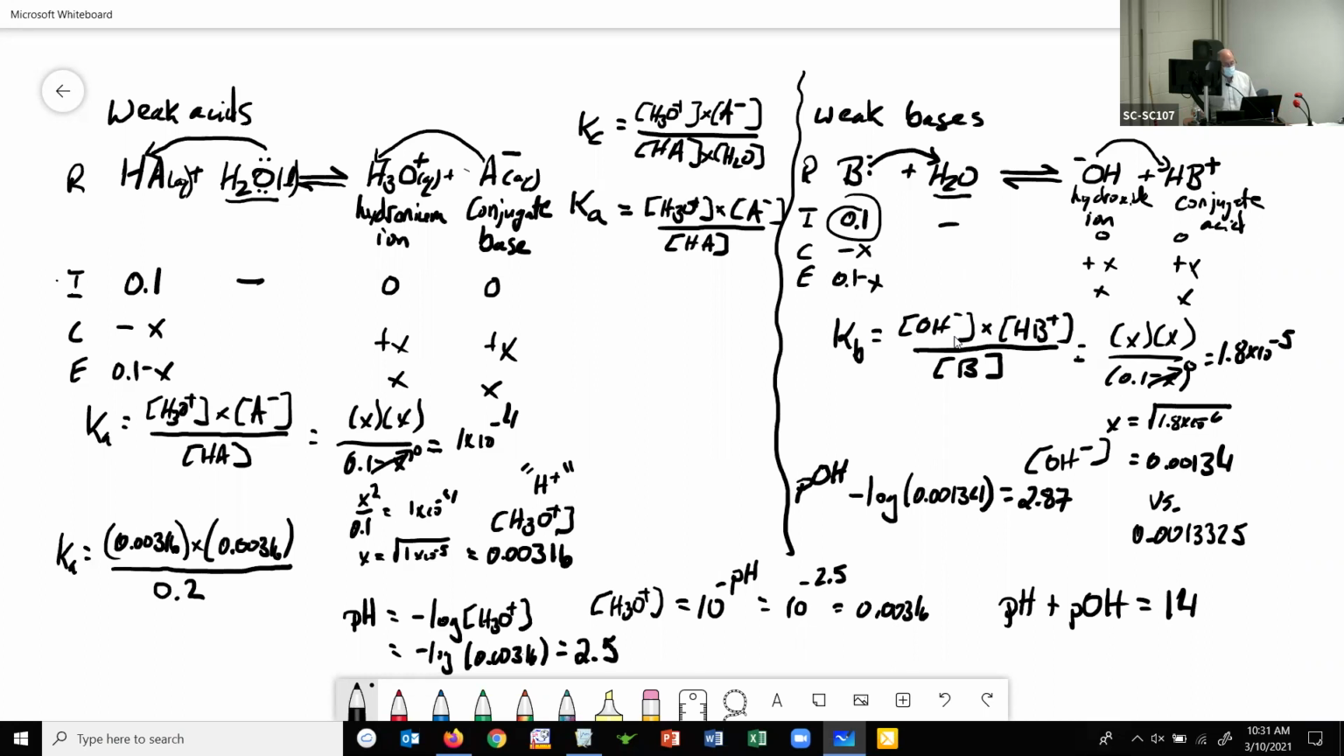So if I know the pOH is 2.87, then I know the pH has to be 11.13. And notice that pH value is a very different number than the pH value we calculated for the weak acid. Going back to Alexis's question earlier, if we don't have the KB, we can figure out what the KB is, but we have to have information about the hydroxide concentration and information about the original base concentration.